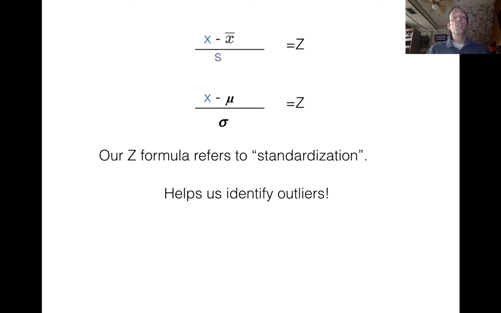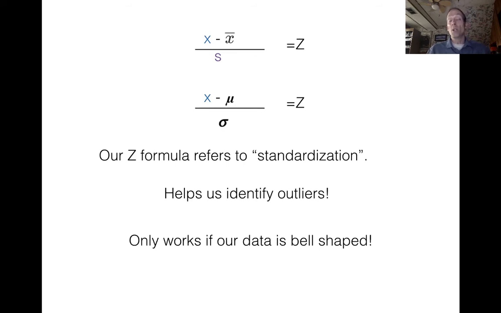Now, if somebody just walks up to you with a pile of data and says, oh, thank goodness you had MAT150, you know some statistics, can you help me identify outliers in this data set? Can we use the Z formula to help them? The answer is not necessarily, because remember, the Z formula only works if we know that our data is bell-shaped. So what do you do if the data isn't bell-shaped, or if you don't know anything at all about the data set? How would you find outliers then? The answer is going to be on the next slide.